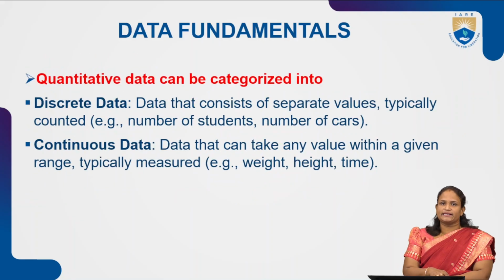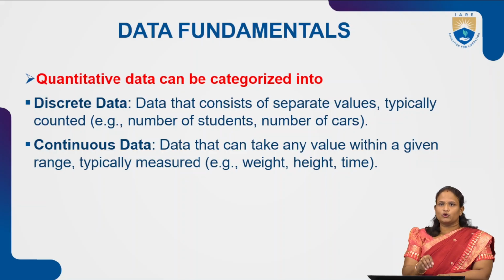Quantitative data can be categorized into two types: discrete data and continuous data. Discrete data consists of separate values, typically counted. Example, number of students, number of cars. Before, I have explained the example for number of students, and in the same way, number of cars. Continuous data can take any value within a given range, typically measured as weight, height and time.